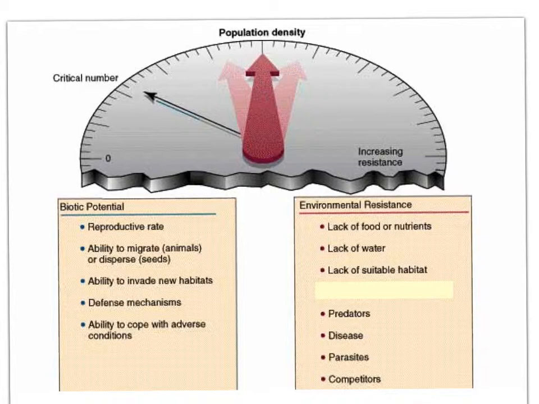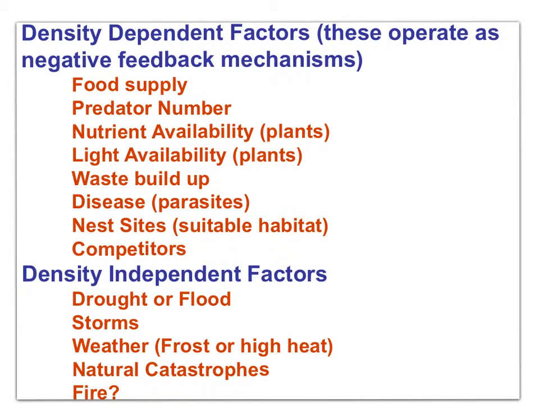And environmental resistance could be lack of food, nutrients, lack of water, lack of habitat, predators, disease, parasites, or competitors. So here are the density-dependent factors that operate as negative feedback mechanisms. Food supply, predator number, nutrient availability for plants, light availability for plants, waste buildup, disease, nest sites, or competitors.